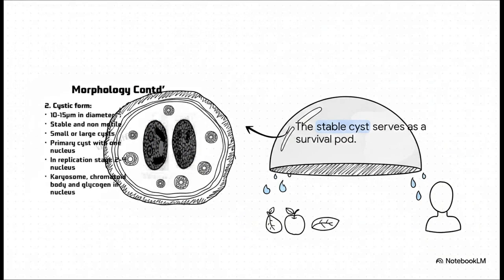Contrast that with the stable cystic form. It's got a tough exterior, a distinctive chromatoid body, and glycogen stores packed inside the nucleus. This right here is the parasite's survival pod. Because the active trophozoites would die almost instantly in the outside environment, the parasite encysts itself to survive in stool, waiting patiently to contaminate water or food and ultimately find a brand new host.